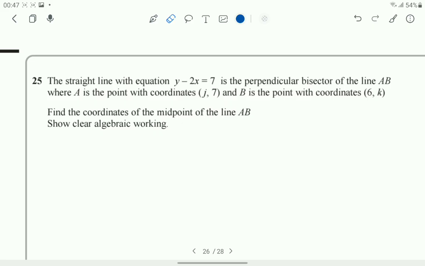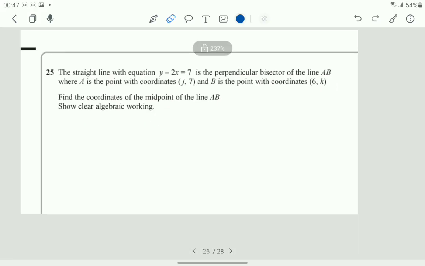Question 25. The straight line with the equation y minus 2x equals 7 is the perpendicular bisector of the line AB, where A is the point with coordinates (j, 7) and B is the point with coordinates (6, k). Find the coordinates of the midpoint of the line AB.